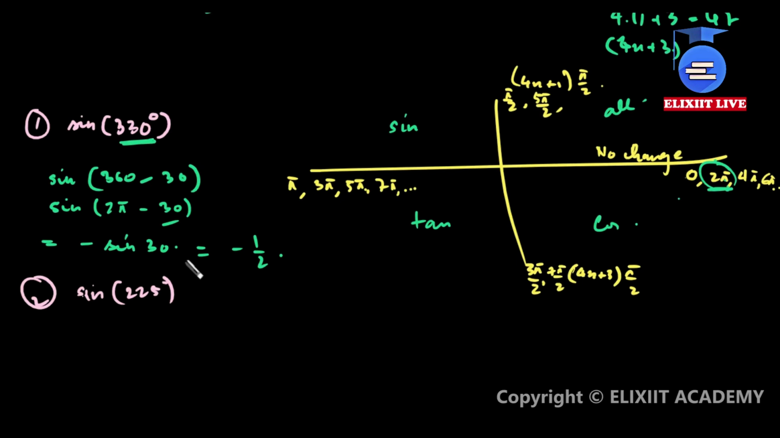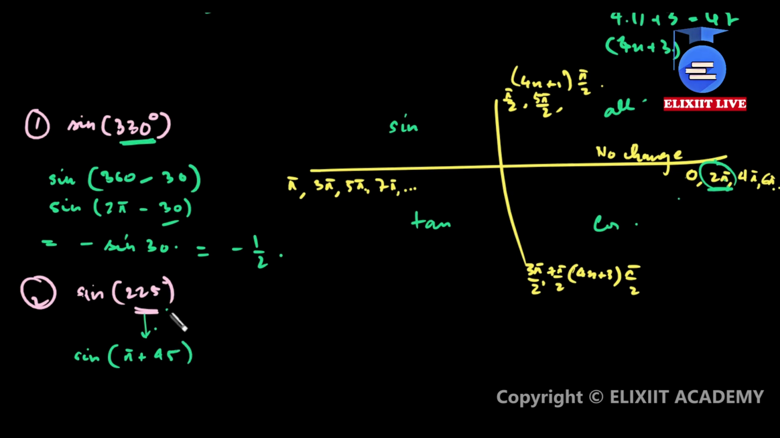Simple. Again, think of the no change axis. Can I make it 2 pi minus theta or 2 pi plus theta? 2 pi plus theta won't work, because 2 pi is simply 360. Pi plus theta or pi minus theta? Pi minus theta will not work. Pi plus theta will definitely work. This is 225, so I can write it as pi plus 45. This is nothing but sine of pi plus 45 degree.